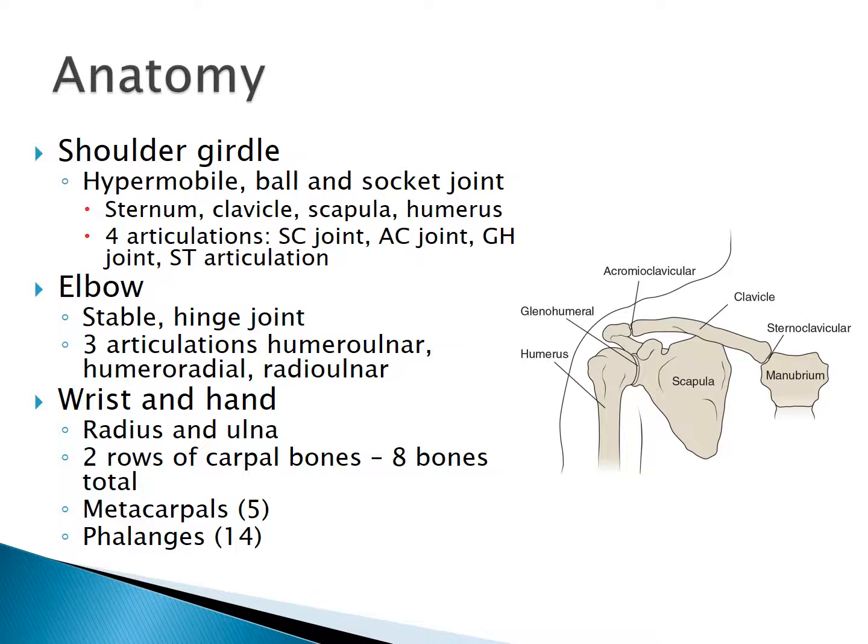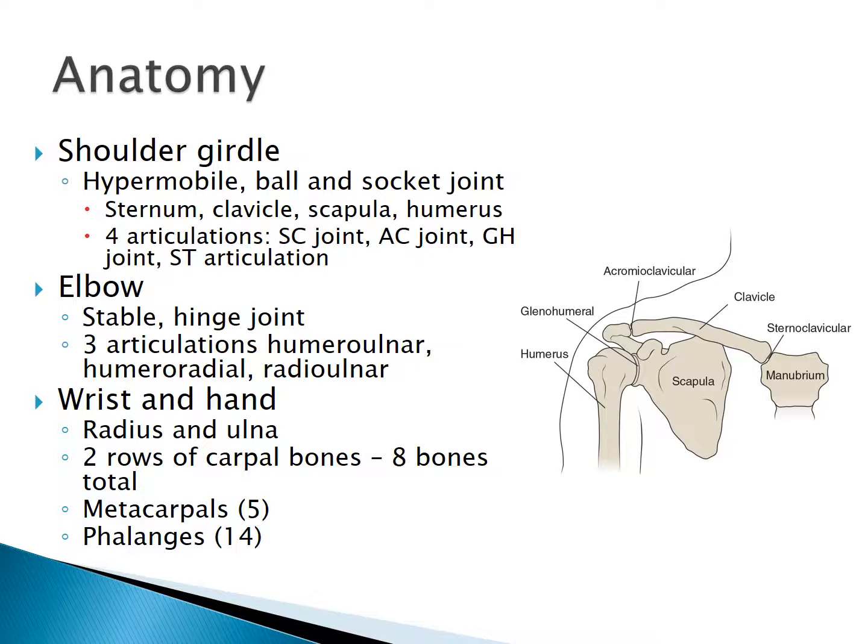adduction. The shoulder girdle is comprised of 4 bones: the sternum, clavicle, scapula, and humerus. This girdle attaches the upper extremity to the axial skeleton. 4 articulations reside at the shoulder girdle: the sternoclavicular joint, the acromioclavicular joint, the glenohumeral joint, and the scapulothoracic articulation. Abbreviations of these joints are provided on the slide.